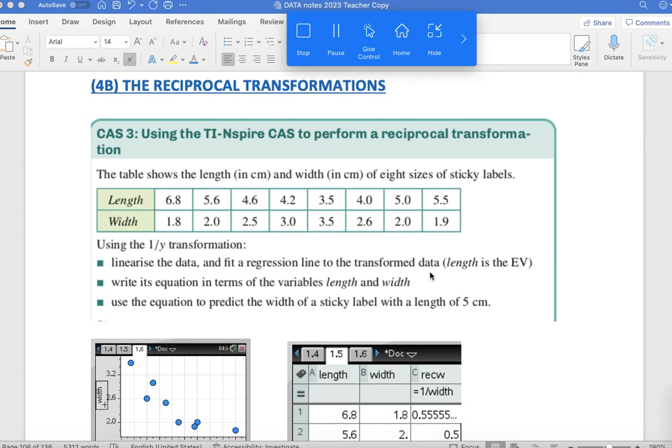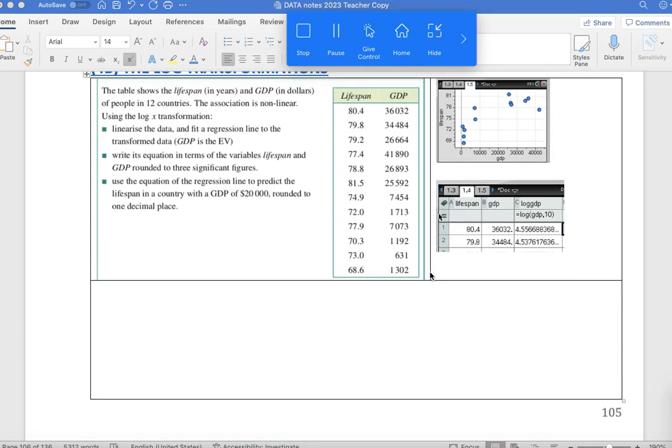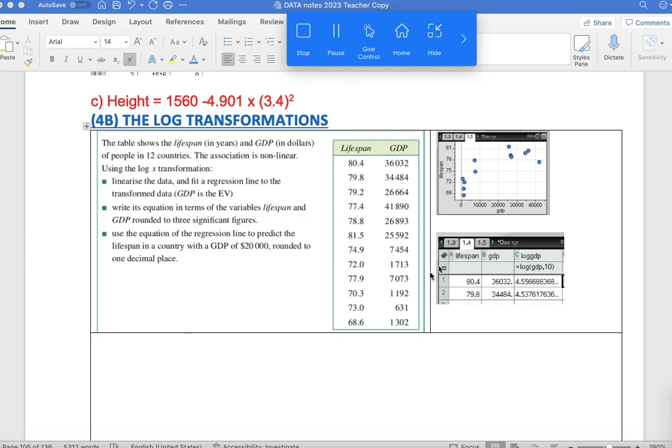We're going to show you here, we're going to do a log transformation. So the next chapter, we'll do a log transformation. Here we've got a table of values that shows lifespan in years and GDP in 12 countries. The association is non-linear, and they want me to do a log X transformation.